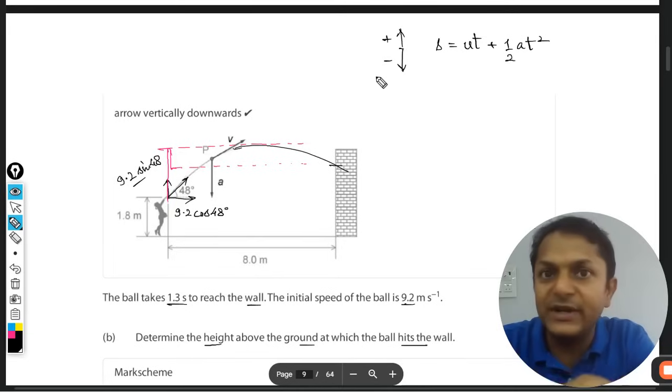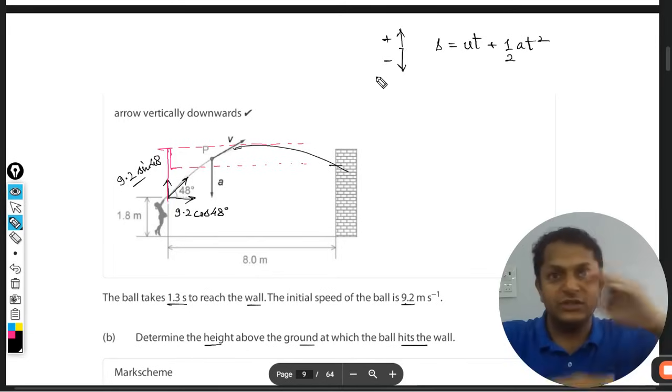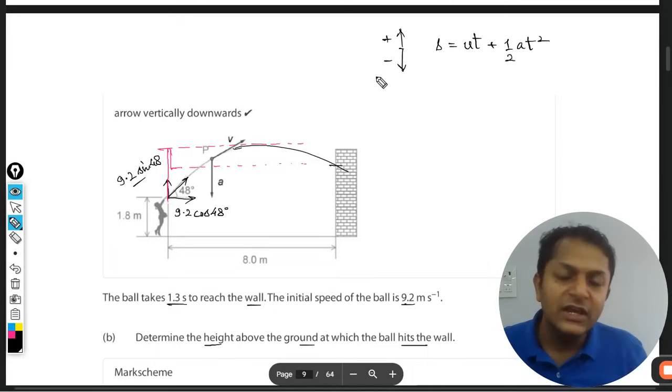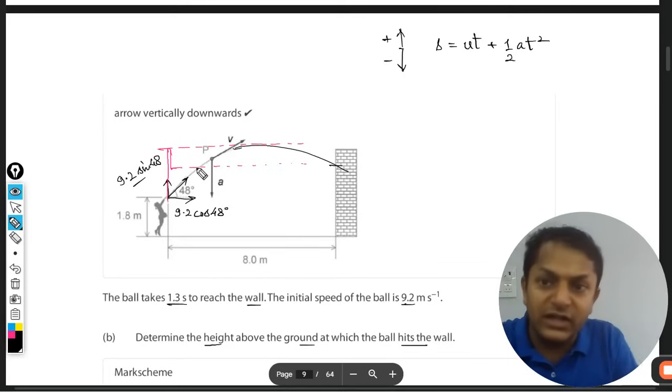Sign convention is completely based on your whims and fancies, whatever you want to do. Like upward is positive, upward is negative, it is your choice. So I just choose this positive and negative. So let us do it. So what is the displacement of the body in the vertical direction?